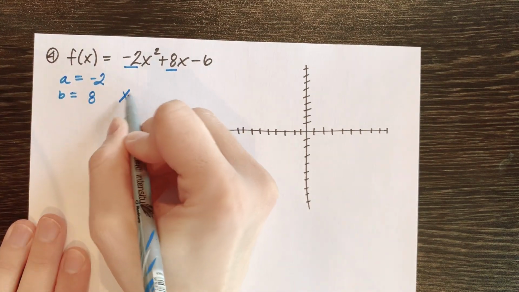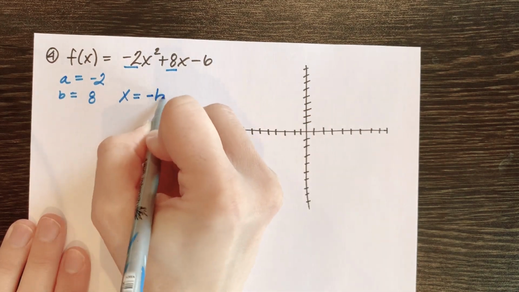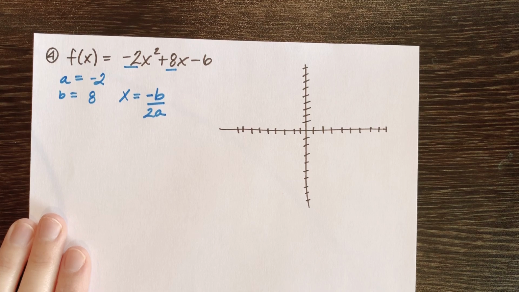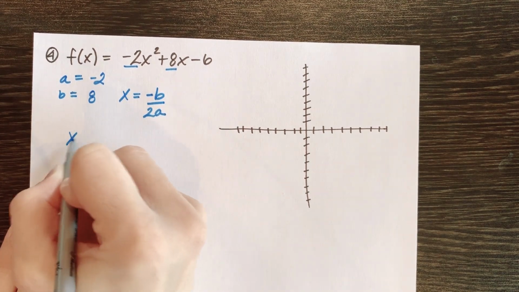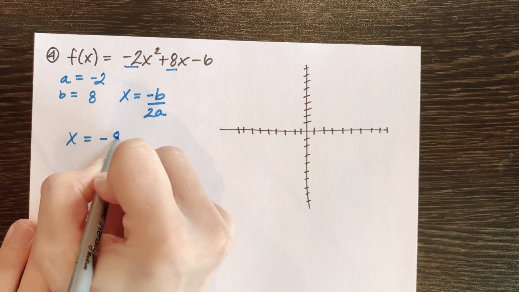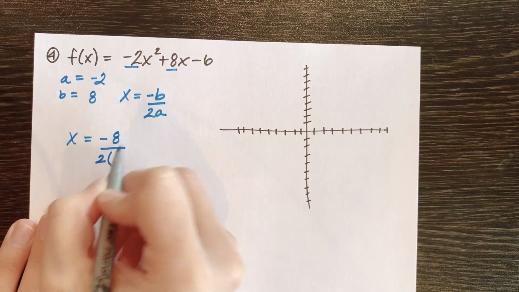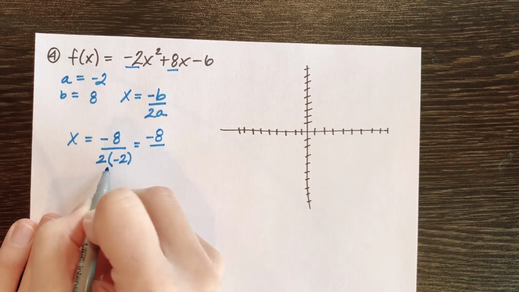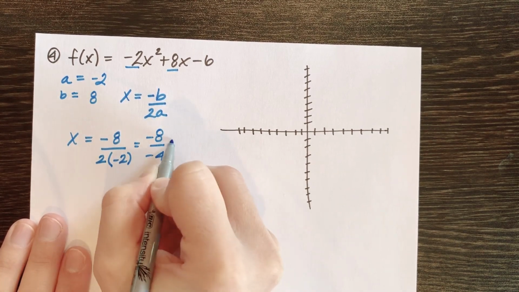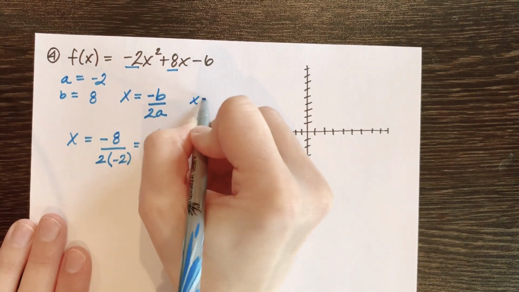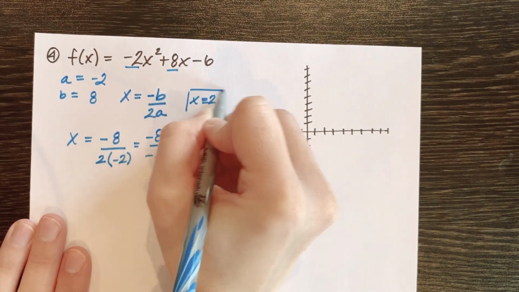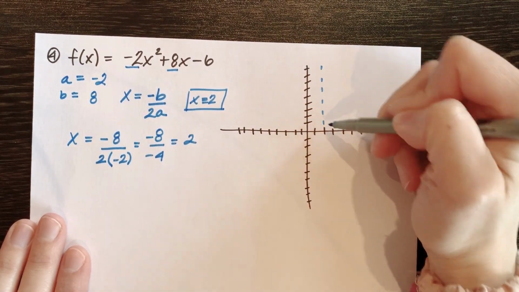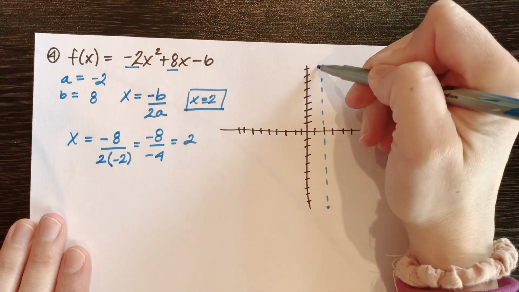I go to plug into my x equals negative B over 2A. Notice I copied that down before I plug in. Interesting, huh? So x equals negative B, which is 8, over 2 times A, this time negative 2. So I have negative 8 over negative 4, which is a positive 2. X equals positive 2 is my axis of symmetry. Remember, you're just putting a dashed line there, not a point.